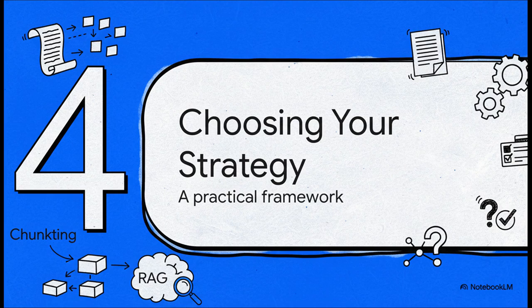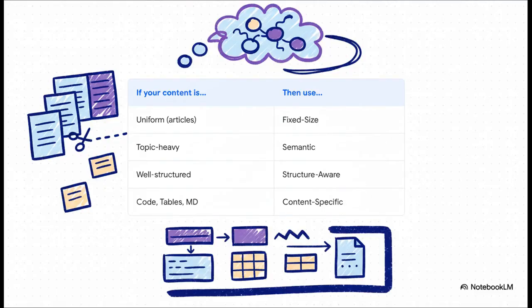Phew, we have covered a lot of ground. So let's bring it all together. Let's build a practical framework that you can use right now to choose the right strategy for your specific project. This table right here, this is your cheat sheet. Seriously, if you're working with straightforward stuff like articles or reports, just start with fixed size. For long, dense essays with clear topic shifts, semantic is absolutely the way to go. Got a well-structured manual with chapters? Use structure-aware. And for anything specialized like code or markdown, you'll want a content-specific approach.